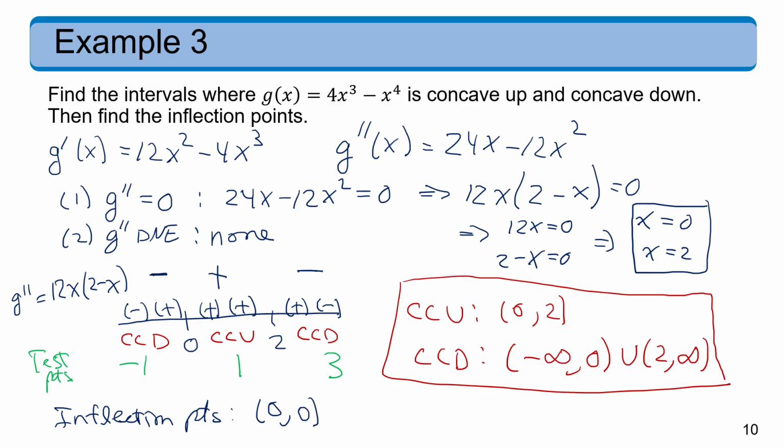And then the other one has x coordinate 2. So to find the y coordinate, we plug 2 in here. So 4 times 8 is 32. And then minus 2 to the 4th, which is 16. So 32 minus 16 is 16. And those are our only inflection points. And so now we're done with this example.